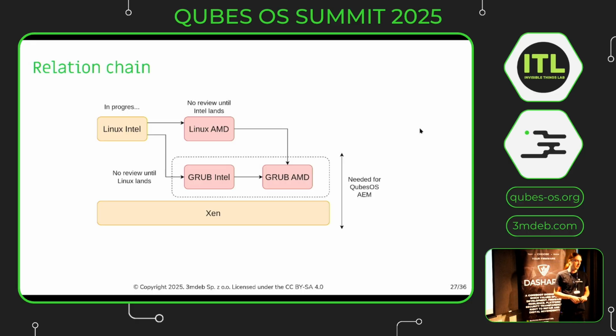Basically, for GRUB, we hear that we need to have Linux merged first before we can even talk with GRUB about merging. So that's a prerequisite for GRUB. We need patches in Linux to be merged, then we can go to GRUB and merge patches there. For Linux AMD, we need to first merge Linux Intel, then we can merge Linux AMD on top of Intel. And it's been already 5 years of Linux Intel development and consecutive patch series. With Xen, maybe it will be a bit easier.